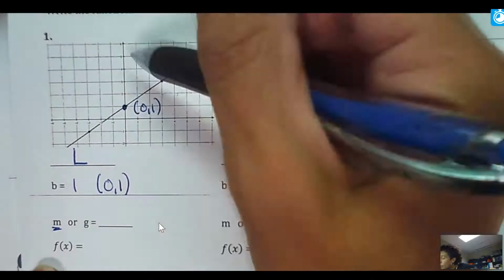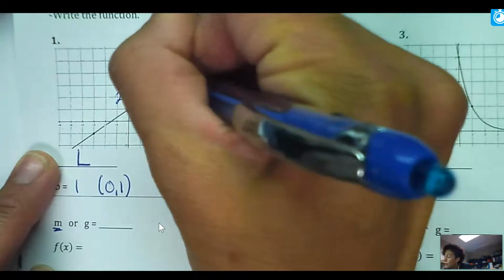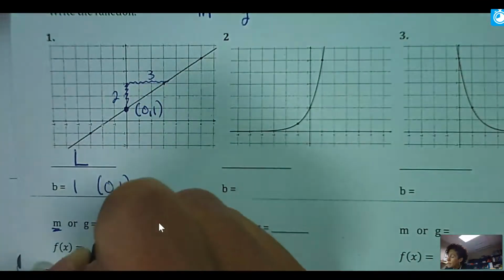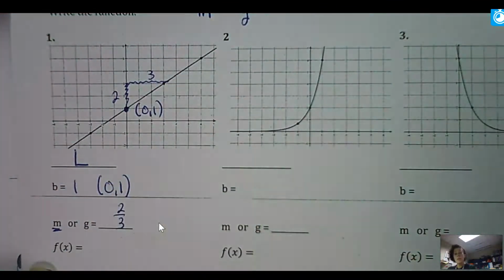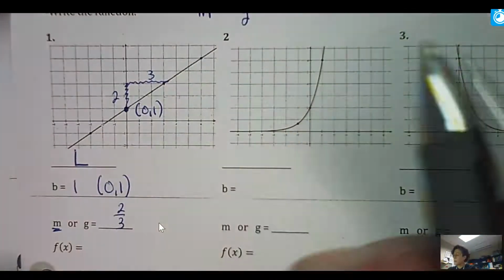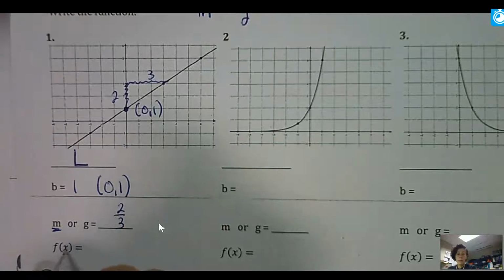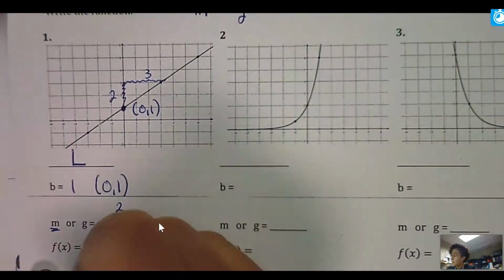So I rise. I want to pay attention to the scale. They're going by ones either way. So I'm going to rise 2, and then I'm going to run 3. So my m is 2/3, and I'll keep it as 2/3, not negative 2/3, because it's positive. The slope is going uphill. And so now it's y equals, they did that for me, m is married to x, plus b.